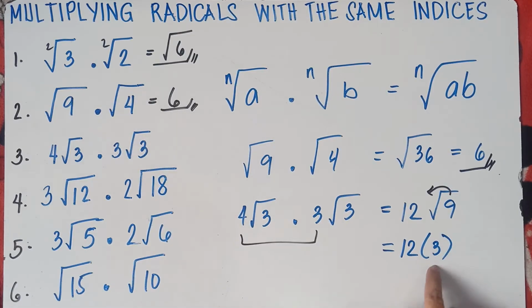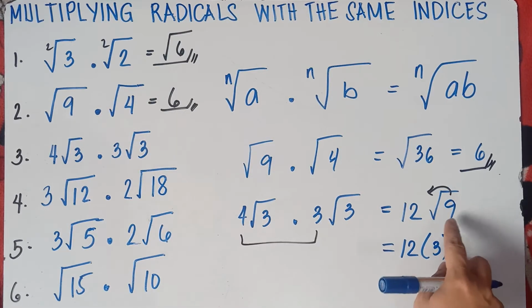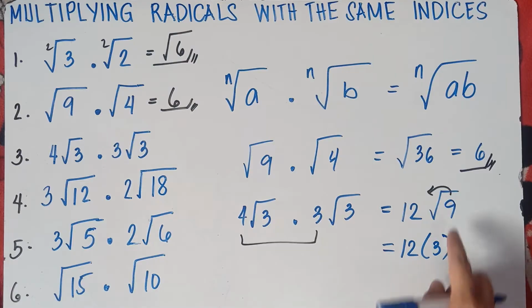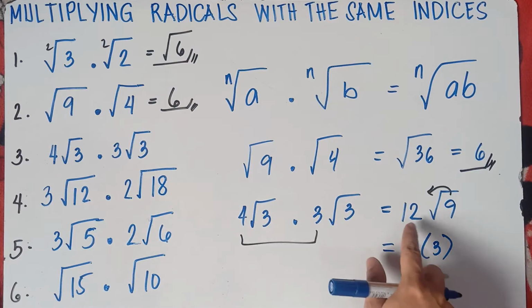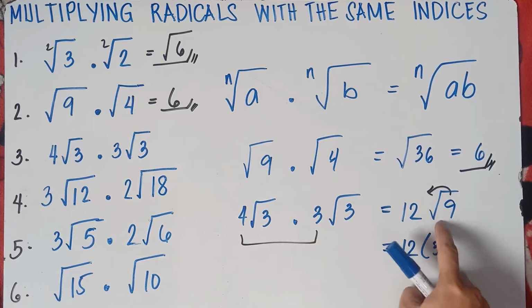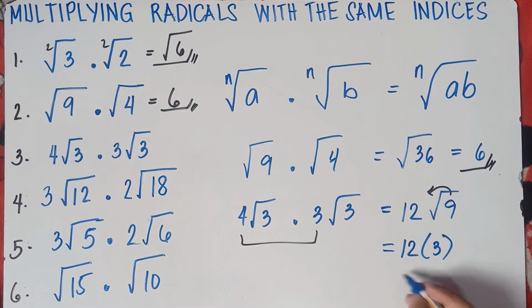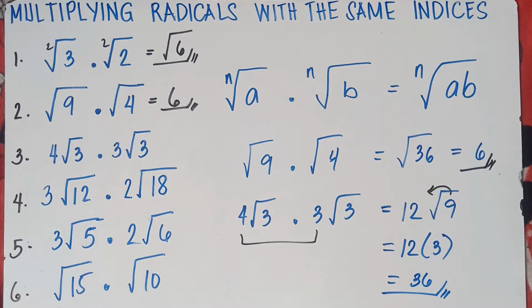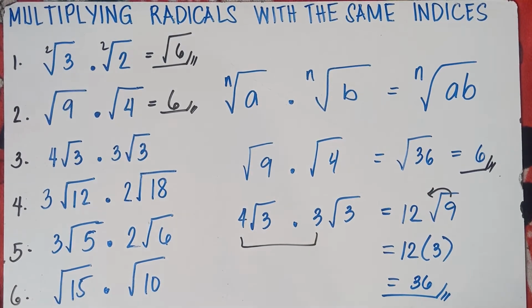Where did you get 3? The 3 came from the square root of 9. Square root of 9 is 3. You multiply it by 12. Once again, do not add 12 and 3. It should be multiplication, 12 times 3. 3 times 12, the answer is 36. This is the answer for number 3, 36.